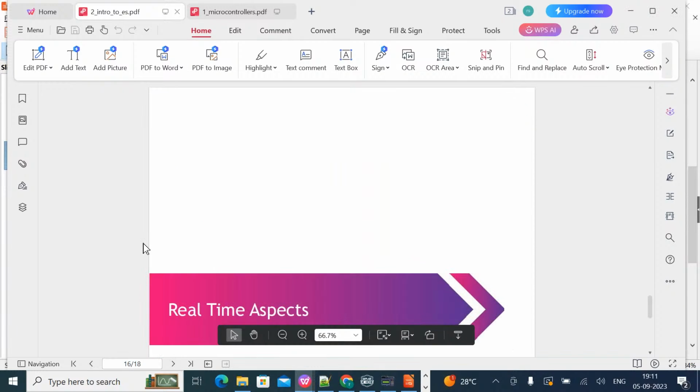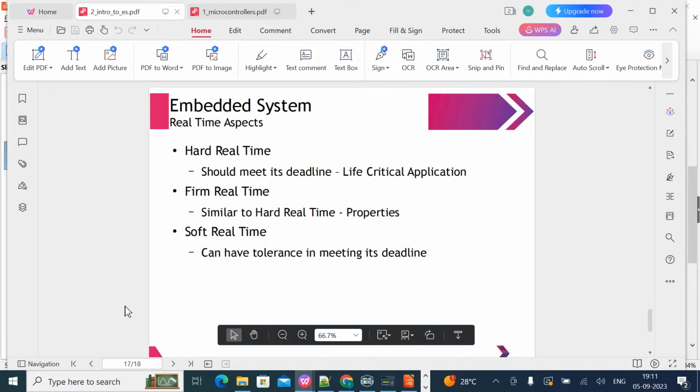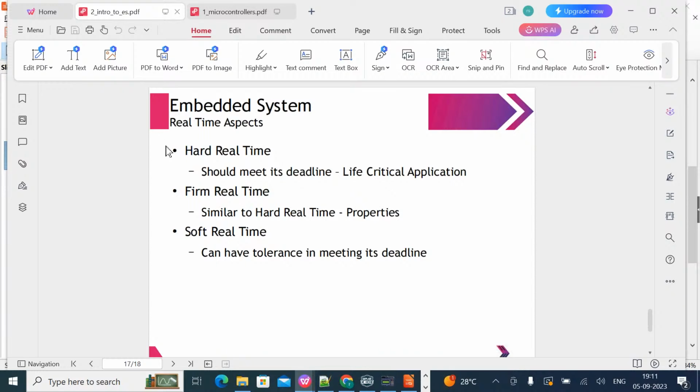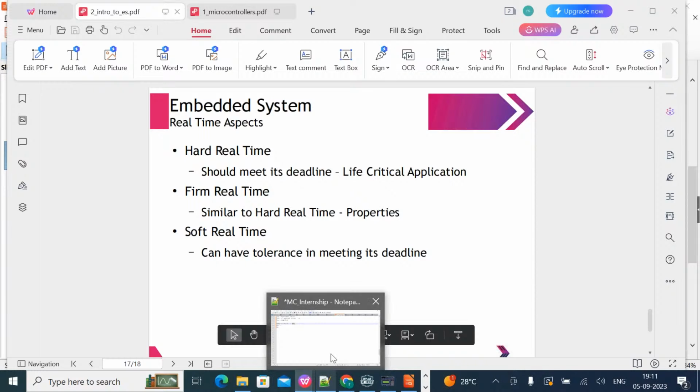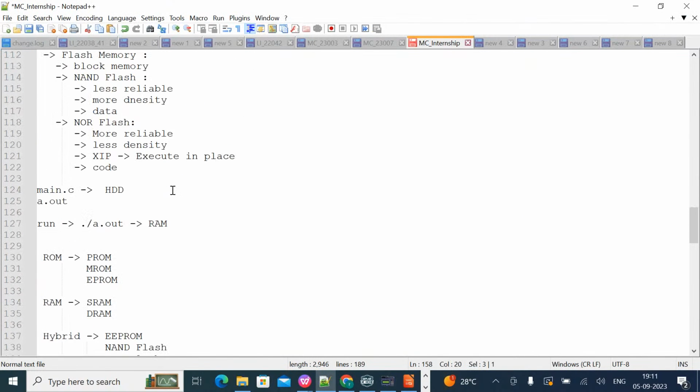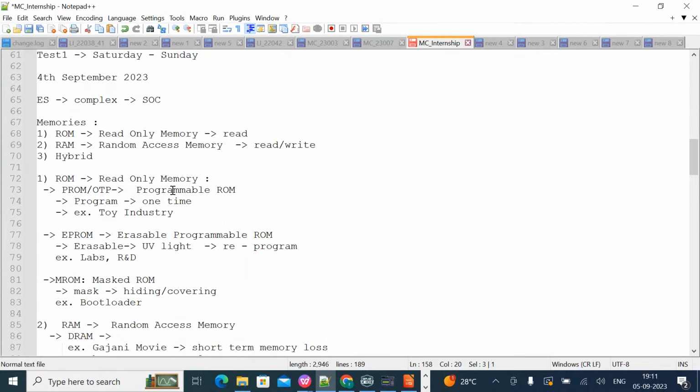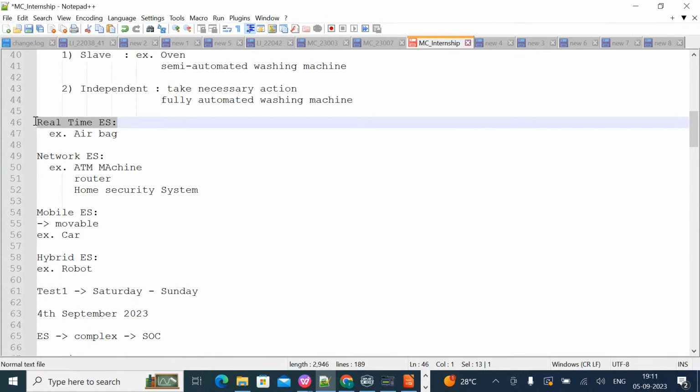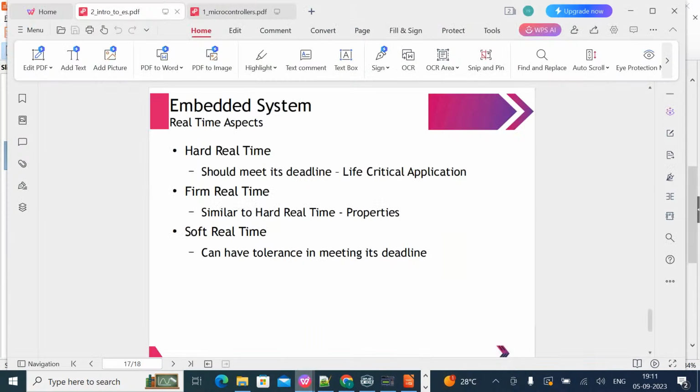Now let me go to the next slide, which is talking about the real-time aspects of the embedded system. Now pay attention. In the last class we already discussed what a real-time embedded system is. For a given input, if you are able to take the action within the given amount of time, then it's a real-time embedded system. Then again, this real-time embedded system is divided into further categories. Let's discuss those categories here.